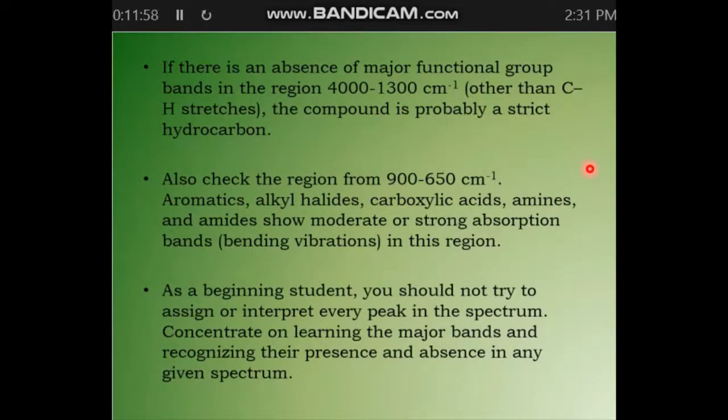If you do not see any major peaks in the functional group region, probably your compound is strictly hydrocarbon. And it is also highly recommended to check the fingerprint region between 900 and 600 centimeter inverse, because that's where you see strong absorption bands for aromatics, alkyl halides, amines, amides, and carboxylic acids. If you're really new to spectral analysis or IR spectra interpretation, you should not try to assign or study every peak from the IR spectrum.